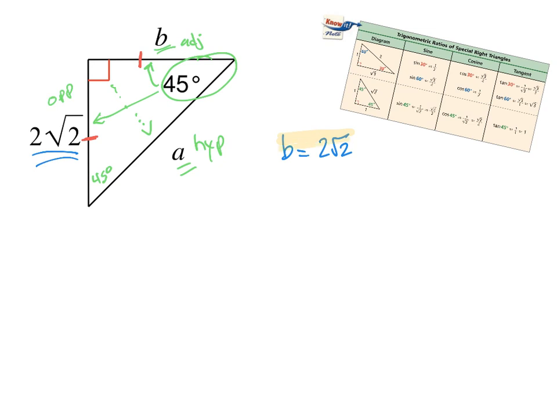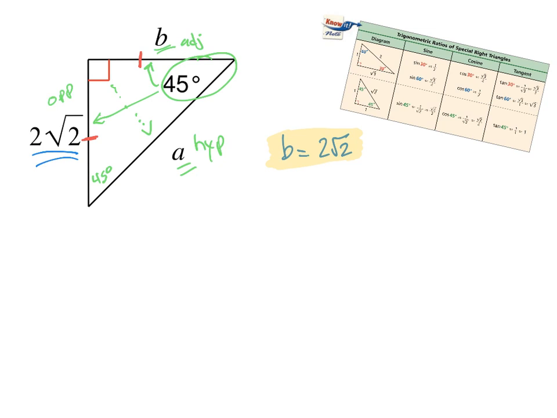We do not mind if you are efficient and use prior knowledge to solve this problem. So I'm done with letter B. It is 2 square root of 2. To get the hypotenuse, though, I'm going to do a little trig.